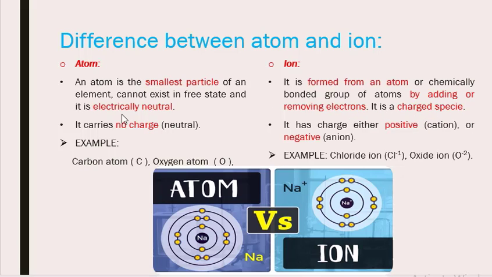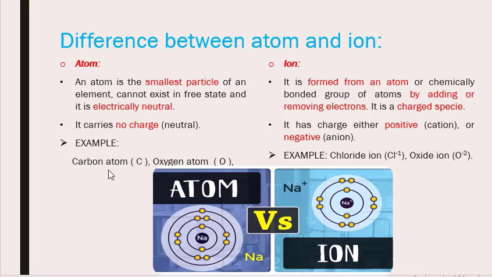Atom is the smallest particle and it is electrically neutral, while ion is formed from these atoms and now it is having charge, whether positive or negative. Atom carries no charge, it is neutral, while ion has positive or negative charge. If the charge is positive, it will be termed as cation. With negative charge, it will be termed as anion.